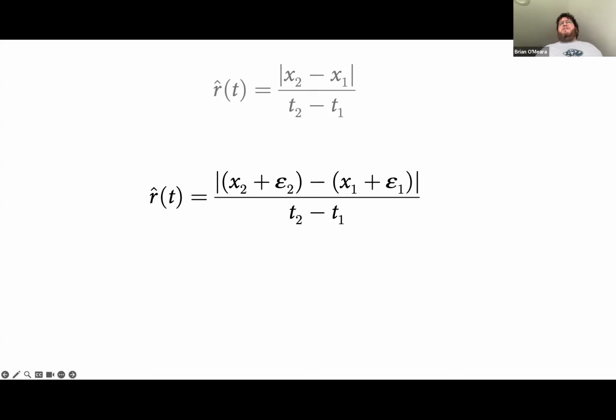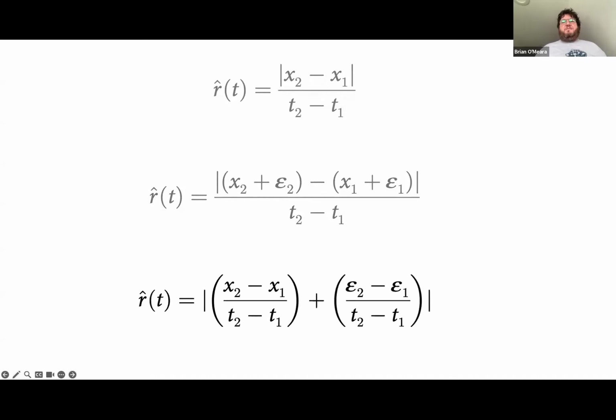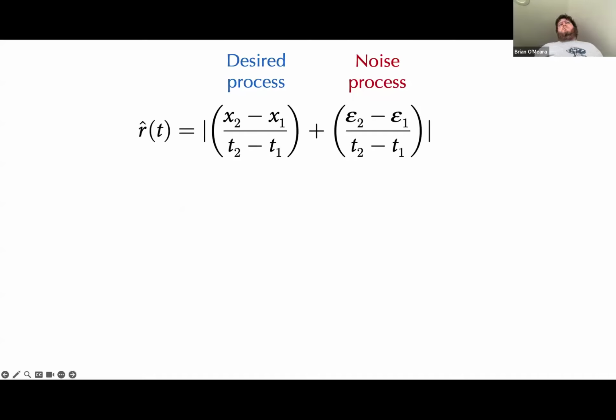For example, are there exactly 973 species in a clade? Is this tree species exactly 17 meters tall? There's some fuzziness there. And so by doing some algebra, we can get this, right? And we have basically 2 terms here. One is the desired process, the thing where we have difference over time.